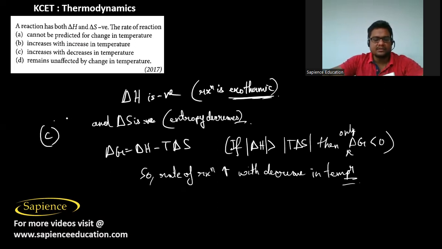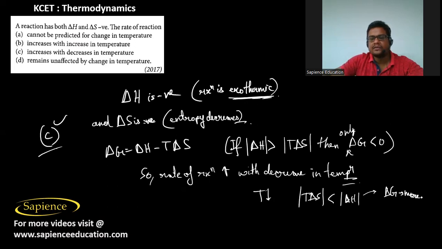So it means that option C is the correct answer. It increases with decrease in temperature. Why? If the temperature decreases, then only the magnitude of T delta S will be lesser than the magnitude of delta H, and then delta G will become more negative. And if delta G is more negative, then the rate of the forward reaction will be faster. It means the reaction becomes faster if delta G is more negative.